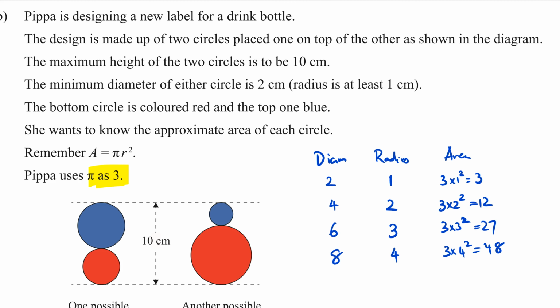And I guess you can't actually go to a radius of 5. The reason you can't go to a radius of 5 is that the distance is only 10 centimeters. If you put the red circle at a radius of 5, then the diameter will become 10, and what will happen to the red circle is that it looks like this. They also tell you that each radius has to be at least 1 centimeter, which means the maximum it can actually go up to is only 4. It can't actually go to 5.